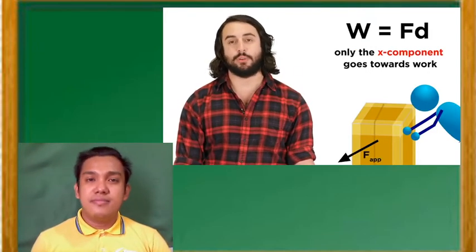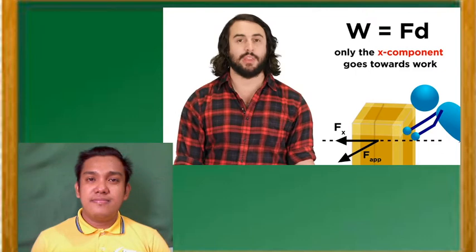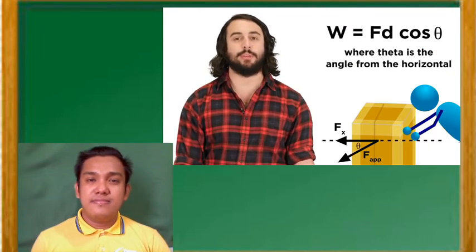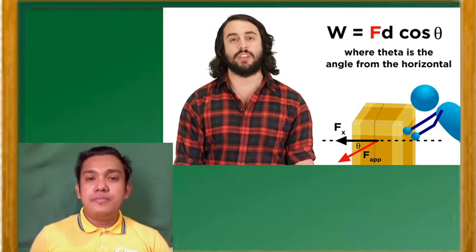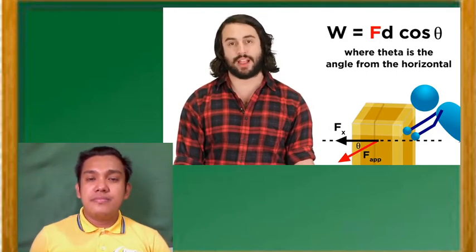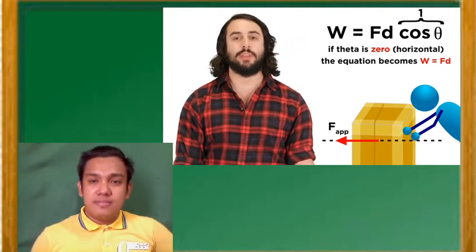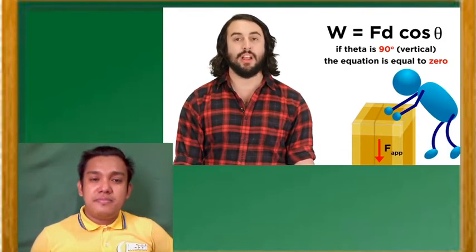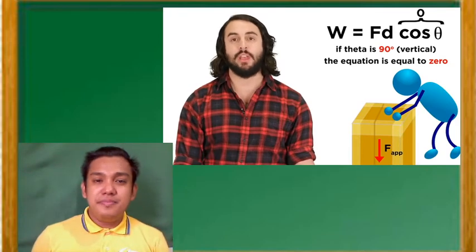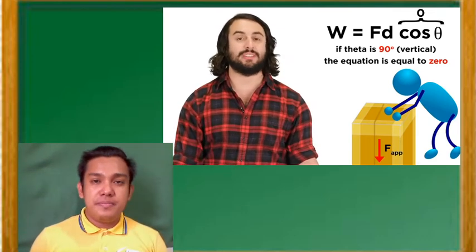But if you are pushing at a downward angle, only the x component contributes to work, while the y component does not. In such a scenario, instead of using W equals Fd, we could calculate the work done on the box using W equals Fd cosine theta, as this will give us the portion of the applied force that is operating in the horizontal direction. If theta is 0, meaning the applied force is horizontal, cosine theta will be equal to 1, leaving us with W equals Fd. And if you were to push straight down on the box, theta will be 90 and cosine theta will be 0, meaning no work is done on the box and it will not move. Any angle in between and there will be some motion.